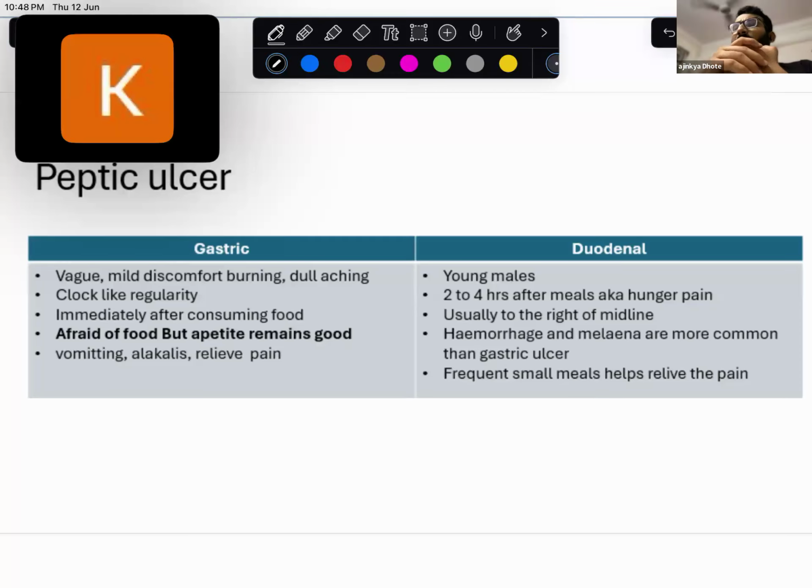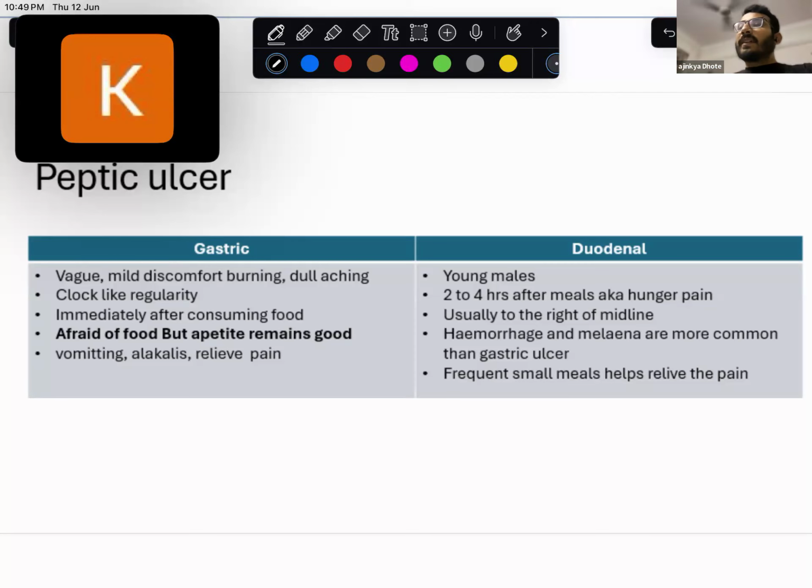And usually, in duodenal ulcers, the patients are young males. It's usually associated with a high risk of smoking. And because the duodenum is slightly towards the right side, the patient usually complains of pain that is more in the RSC region, epigastric plus RSC region. Second thing that you get in this case, as it is written here, is hemorrhage and melena.